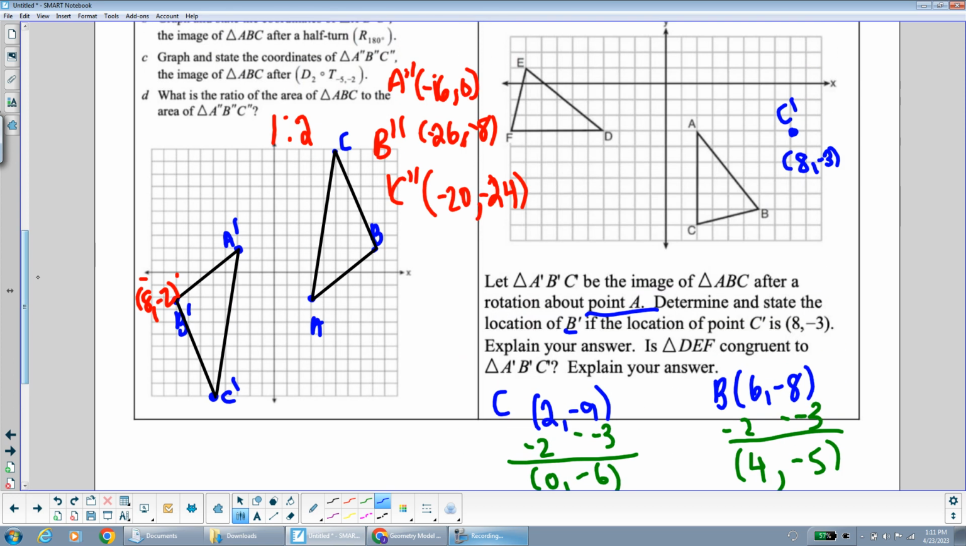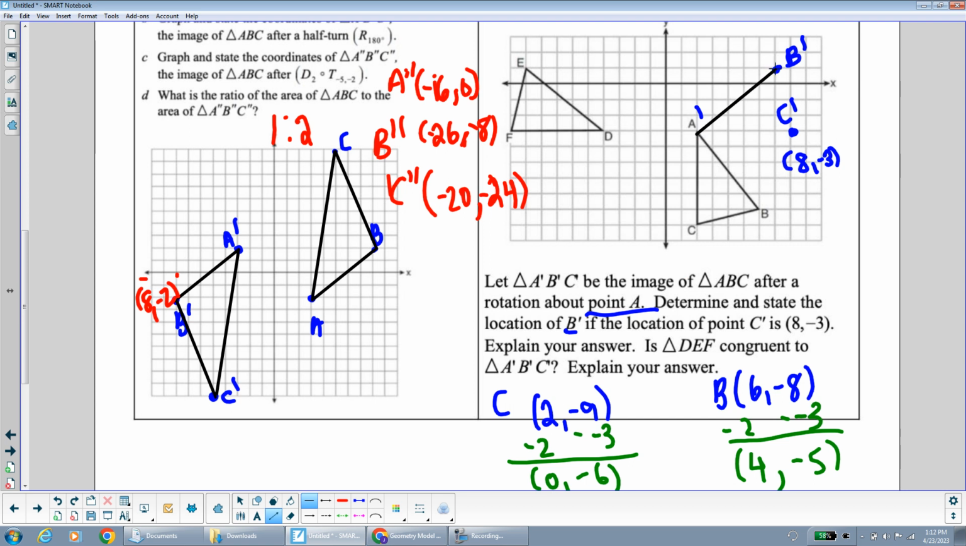So let me put that here. 1, 2, 3, 4, 5, 6, 7, 1. So that would be B prime. And A wouldn't change because it's our center of rotation. Everything's rotating around that point. It's not going to change.